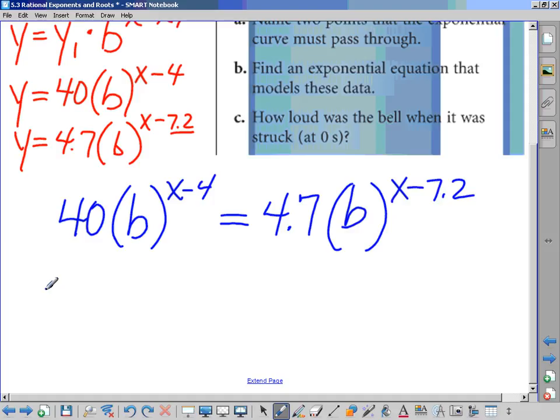Once you find the b, you can go back and plug it into the equation and use either one as your exponential model for part b. For part c, you would then use that equation that you found. Once you know the b, it's going to be the tricky part. Finishing this part right here where you have to solve for that b, try to get b by itself. You can do part c simply by plugging in 0 for x. So good luck with that.